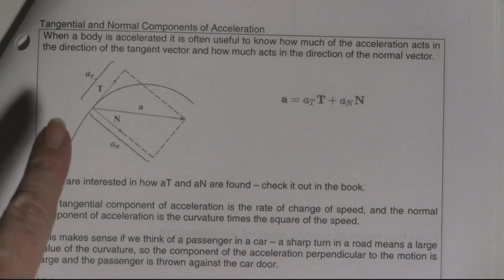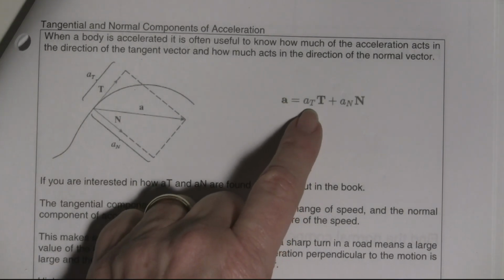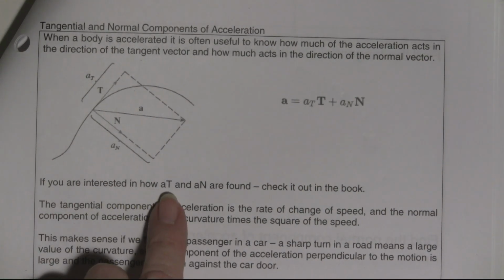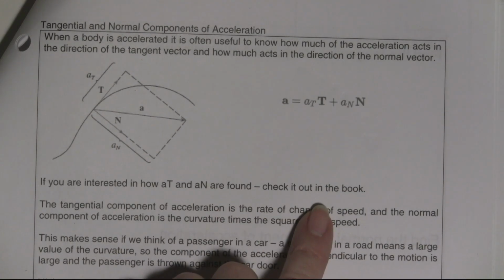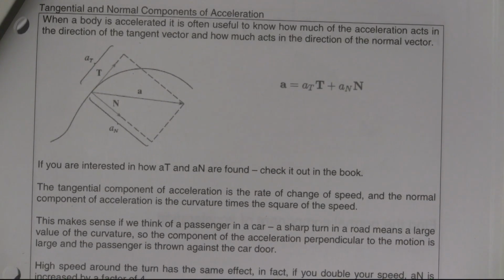And so I've got this picture right out of your textbook. And they say that if you're interested in how AT, the acceleration in the direction of the tangent vector, and AN, in the direction of the normal vector, are found, you can go check that out in the book. So they go into detail on that. And so the tangential component of acceleration is the rate of change of the speed, and the normal component of acceleration is the curvature times the square of the speed.